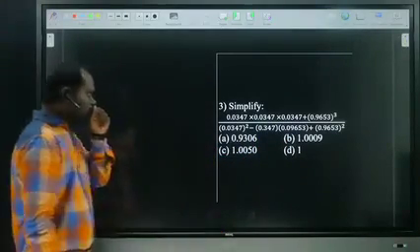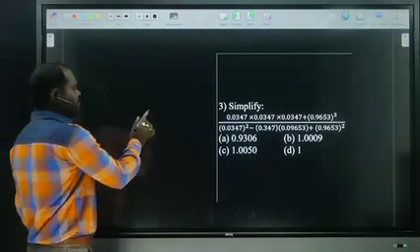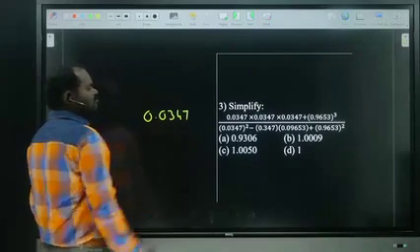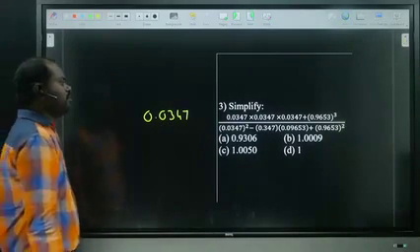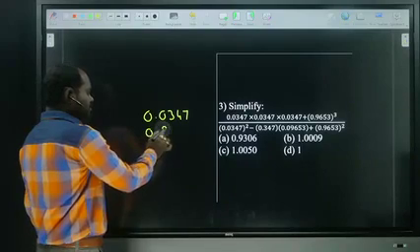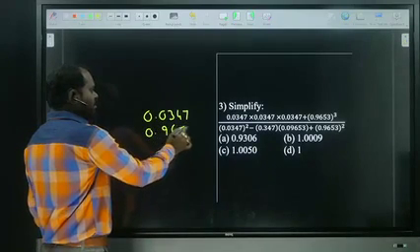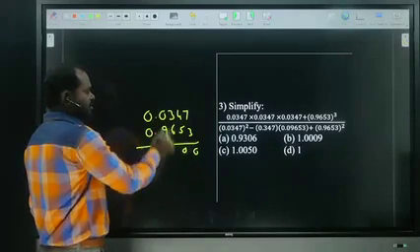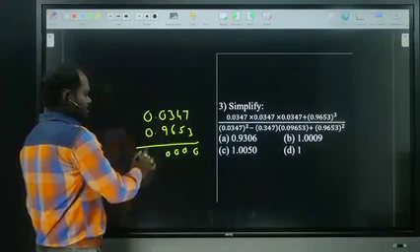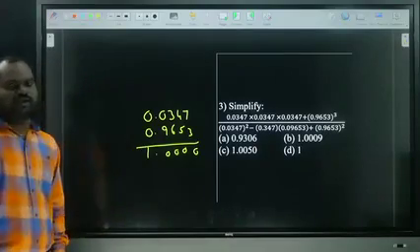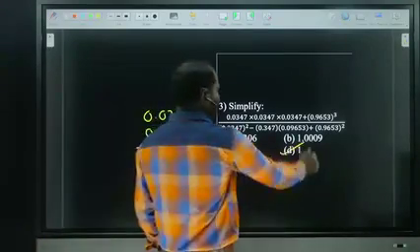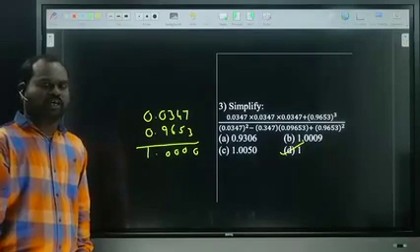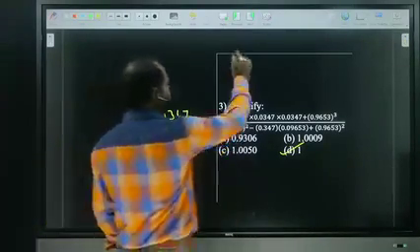As per the formula, what is the A value? 0.0347, plus B. What is the B value? 0.9653. Right? Adding, we get 1.000. Nothing but the answer is 1. Right, the answer is 1. Same formula format, A cube plus B cube by A square minus AB plus B square. Right.